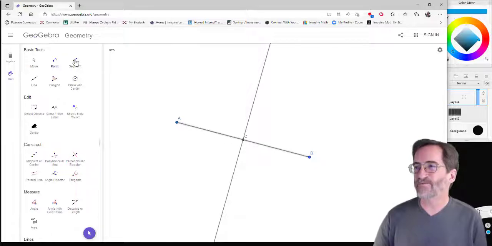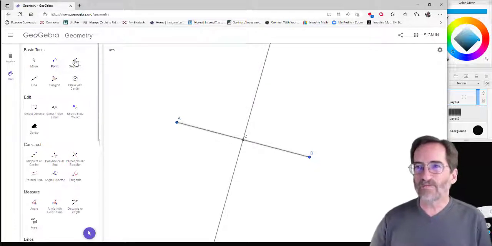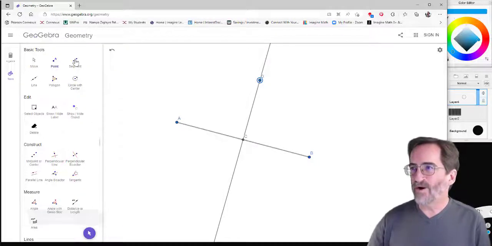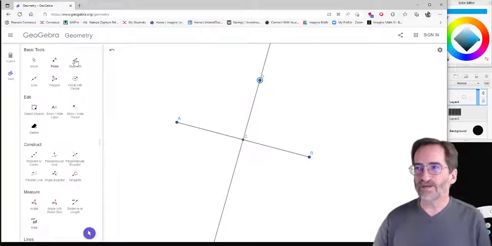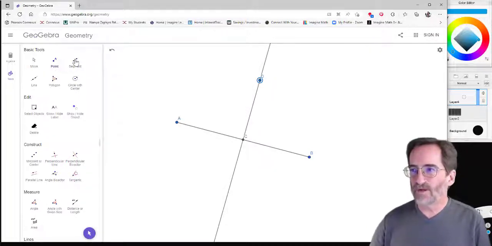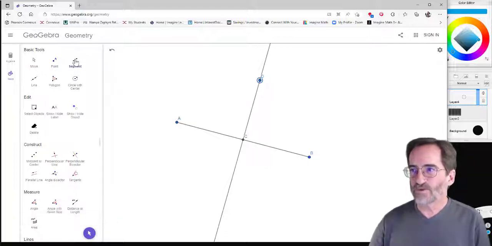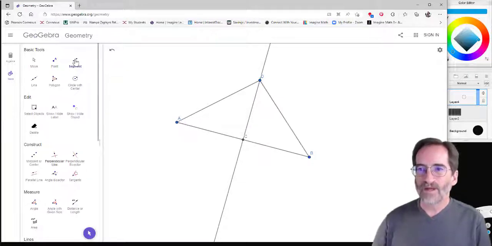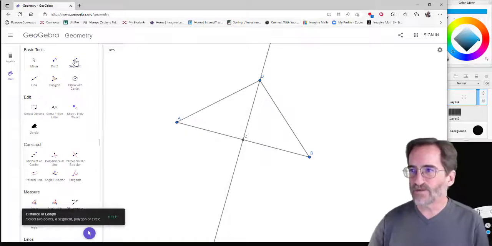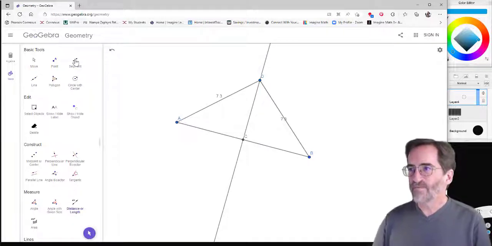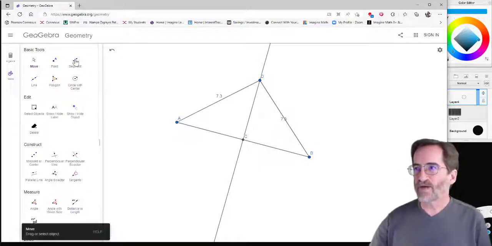perpendicular, a right angle, right? And with my point tool, I'm going to put a point on the perpendicular bisector, and I'm going to measure the distance between that point and the endpoints of the original segment. So to do that, I'm going to draw the segments DA and DB, and then I'm going to use the measure tool, measuring distance or length. And it looks like they're both 7.3.